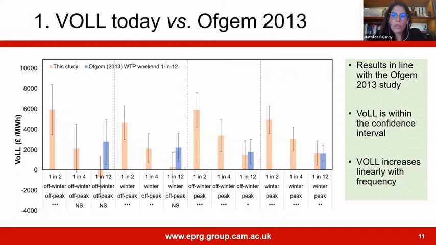In terms of drivers of VOL, frequency, which was actually not included in the main DCE in the Ofgem study, is found to be the strongest driver of VOL, which suggests that domestic VOL could drastically increase should the blackout standard for the electricity grid decrease. Currently, the standard is once every 12 years, but it shows that if we decrease the standard to once every 4 years or once every 2 years, the VOL could significantly increase.